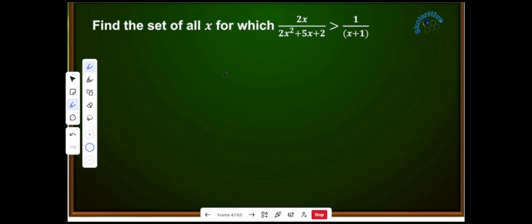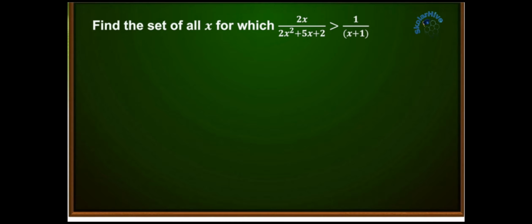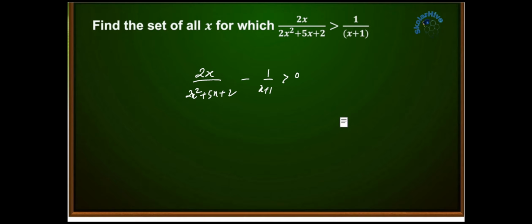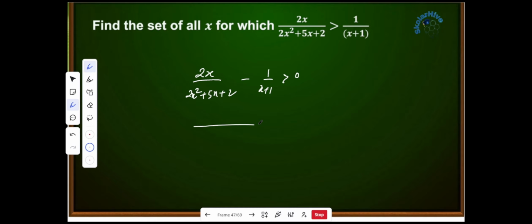Now in this question we need to find the set of all x for which this particular inequality is satisfied. Here, the same thing: we need to make one side 0. Subtract 1 upon x plus 1 from either side, so the right side becomes 0 and the left side is 2x upon 2x square plus 5x plus 2 minus 1 upon x plus 1, greater than 0. Now take the LCM of the denominators, so it will become x plus 1 times 2x squared plus 5x plus 2.